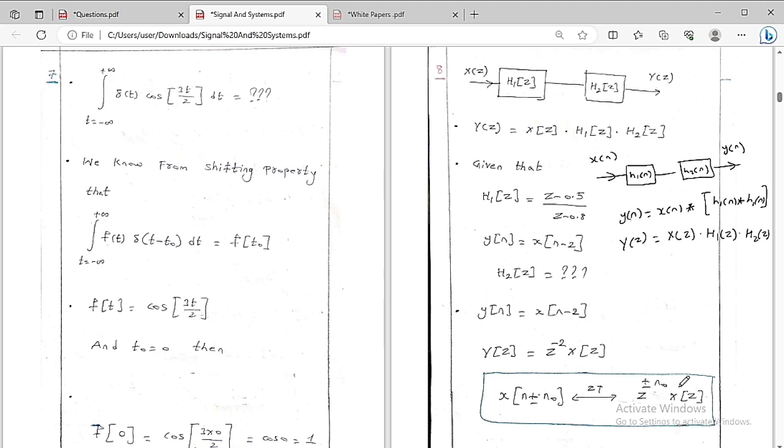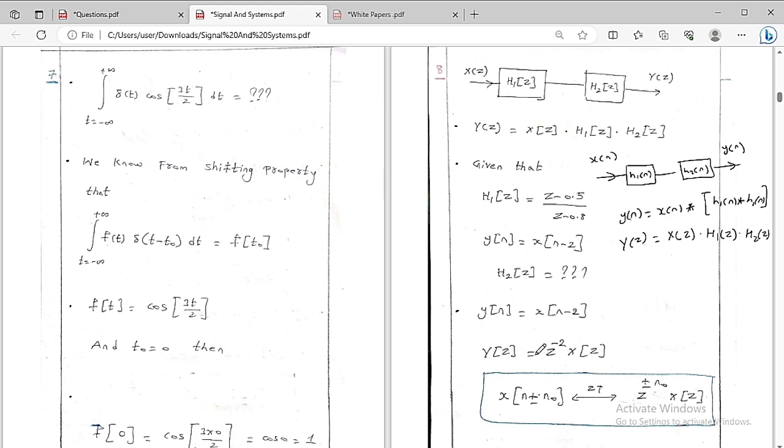Therefore we can say that the z transform of x of n plus or minus n naught is z to the power of plus or minus n naught into x of z. Here plus means here also plus, here minus means here also minus. So from this we have solved this question.